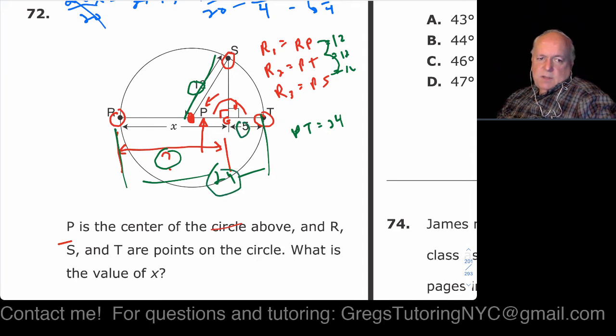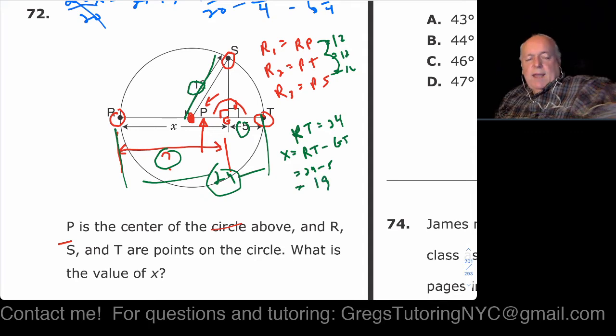So x would be equal to, sorry, and I said PT here, I meant RT. So if RT was 24 minus the GT, right? The G I drew where the right angles were, the GT there. So we would basically get 24 minus the 5, and that would give us 19. All right. And if we scroll down to the answers here, that would have been H.